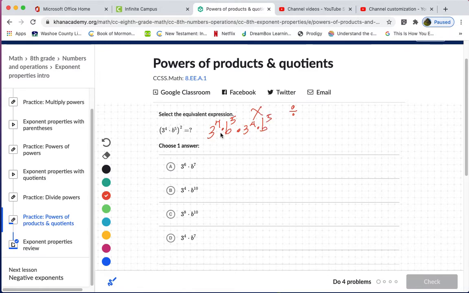And so these we can multiply. We don't have to multiply in order. We can multiply however we want. So 3 to the 4th times 3 to the 4th, we have the same base there. So that's going to give us 3 to the 4 plus 4, because remember, when we multiply, we add our exponents. Times b to the 5 plus 5. Again, same base, add the exponents. So 4 plus 4 and 5 plus 5, that's going to be 3 to the 8th times b to the 10th.